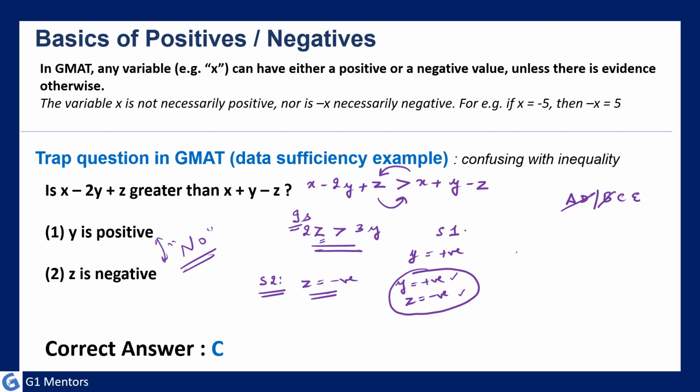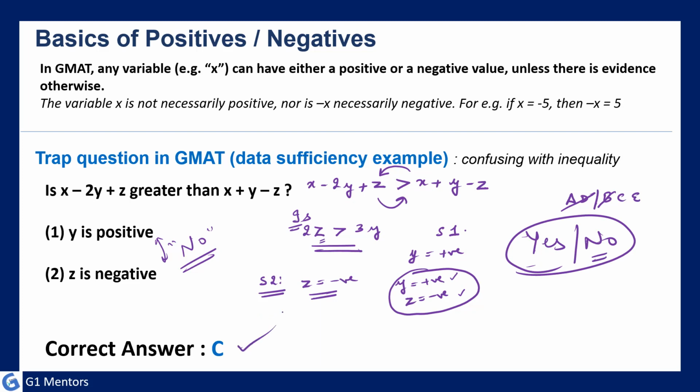We are able to answer a yes/no question. So the point is not whether 2z is greater than 3y or not. It's a data sufficiency question. We are able to get an answer, yes or no, by combining these two statements. So the answer choice is C.